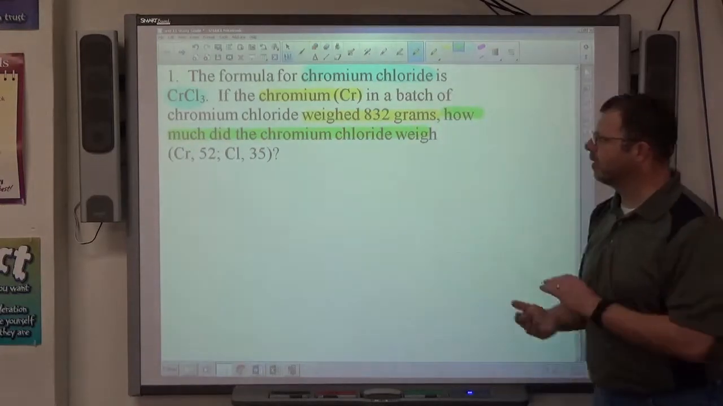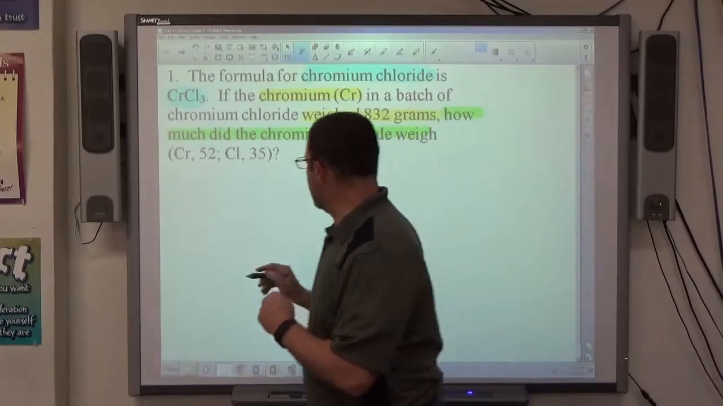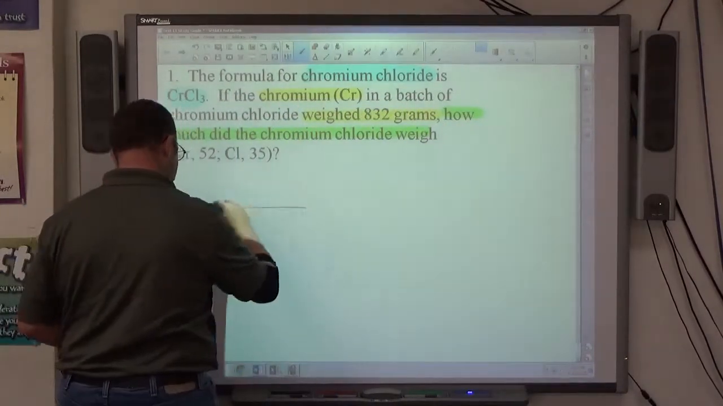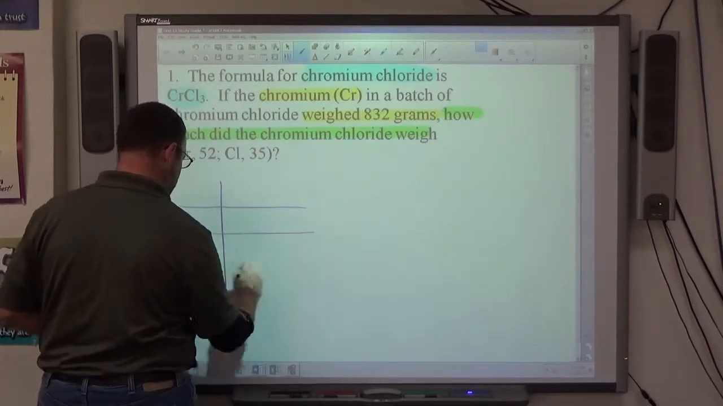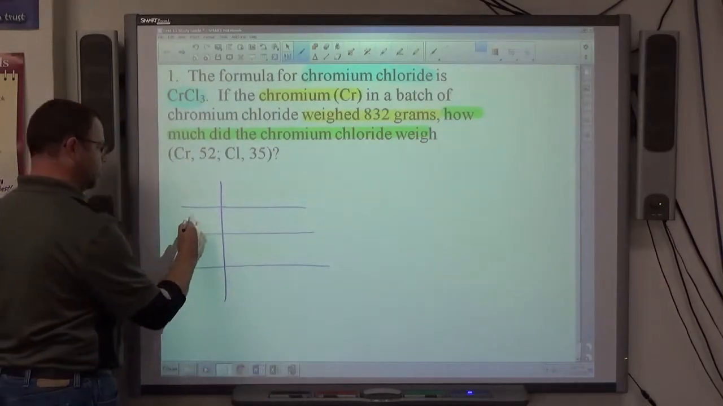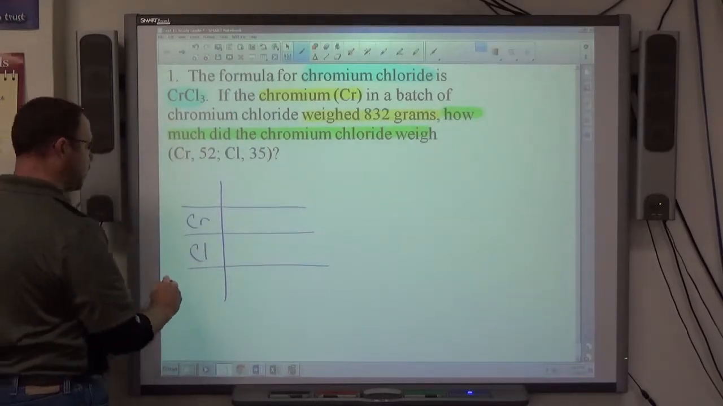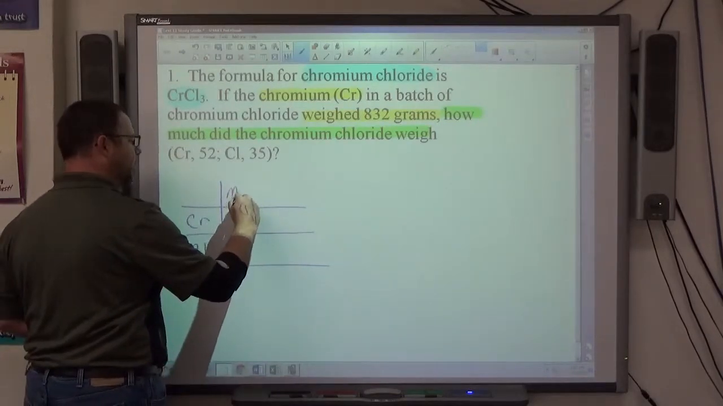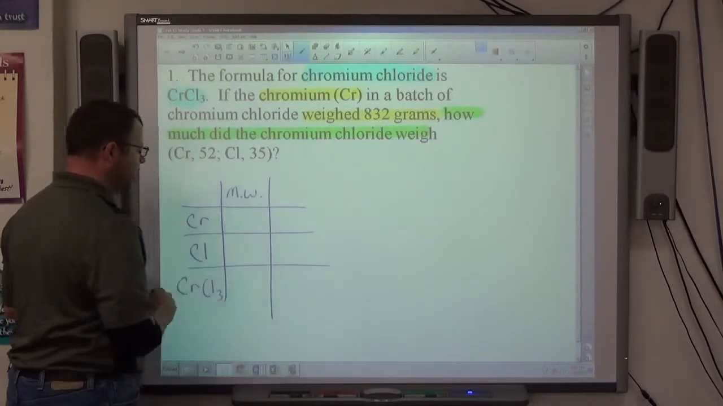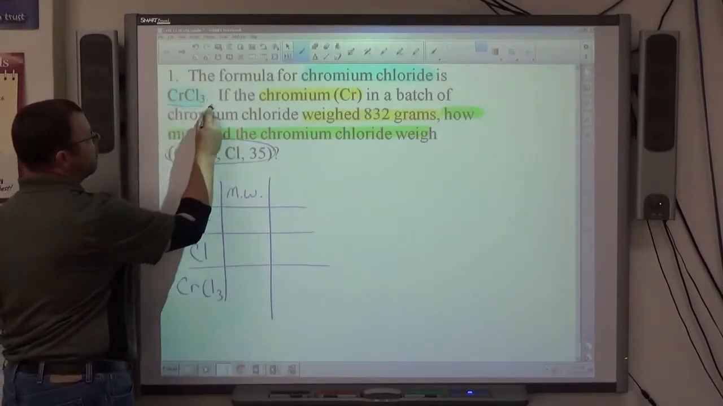All right, so when you look at these problems, they're ratio problems at heart. You have to get the pieces correctly figured out here. So our elements involved, we have chromium, Cr, we have chlorine, Cl, we have chromium chloride, which is CrCl3. We want molecular weight to go in one column. Molecular weight comes from how much each atom weighs in addition to how many of each we have.